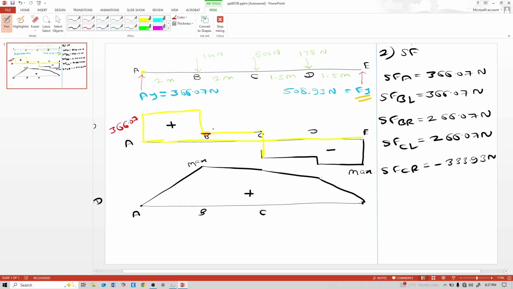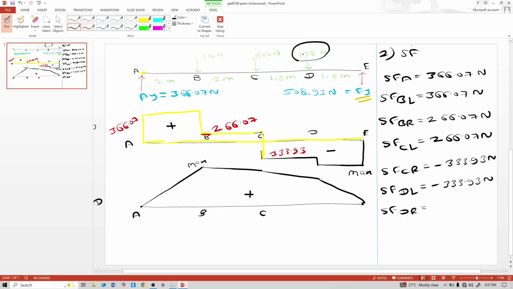So this is 266.07 and this is 333.93. Now shear force at point D just left is also minus 333.93, because there is no change in load, and shear force at D just right is minus 333.93 minus 175, because this 175 Newton load acts downward, so it is minus 508.93.